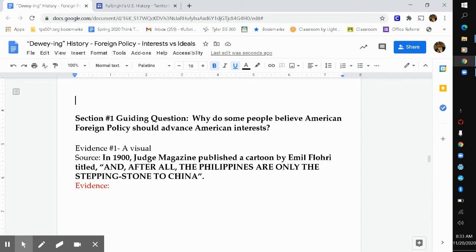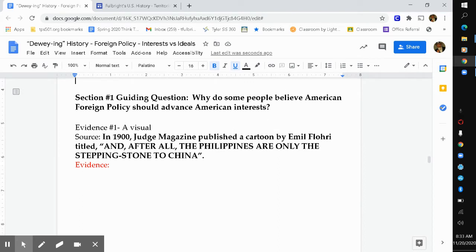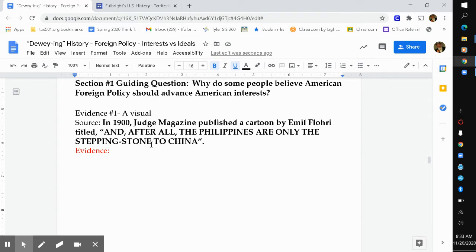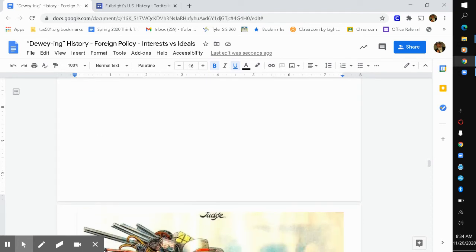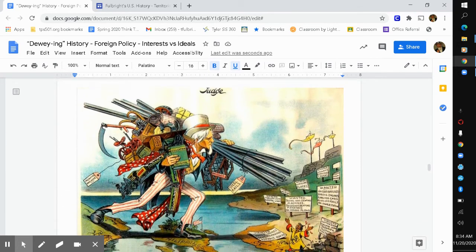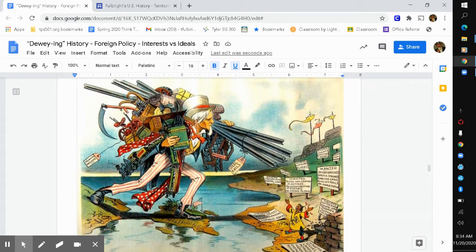In section number 1, we're going to try and find out why foreign policy should advance American interests. We're going to look at this cartoon from Judge Magazine titled, "And After All, the Philippines are only the stepping stone to China." How does this cartoon show us an argument for why we should remain in control of the Philippines? Why should we plant our flag in the Philippines?